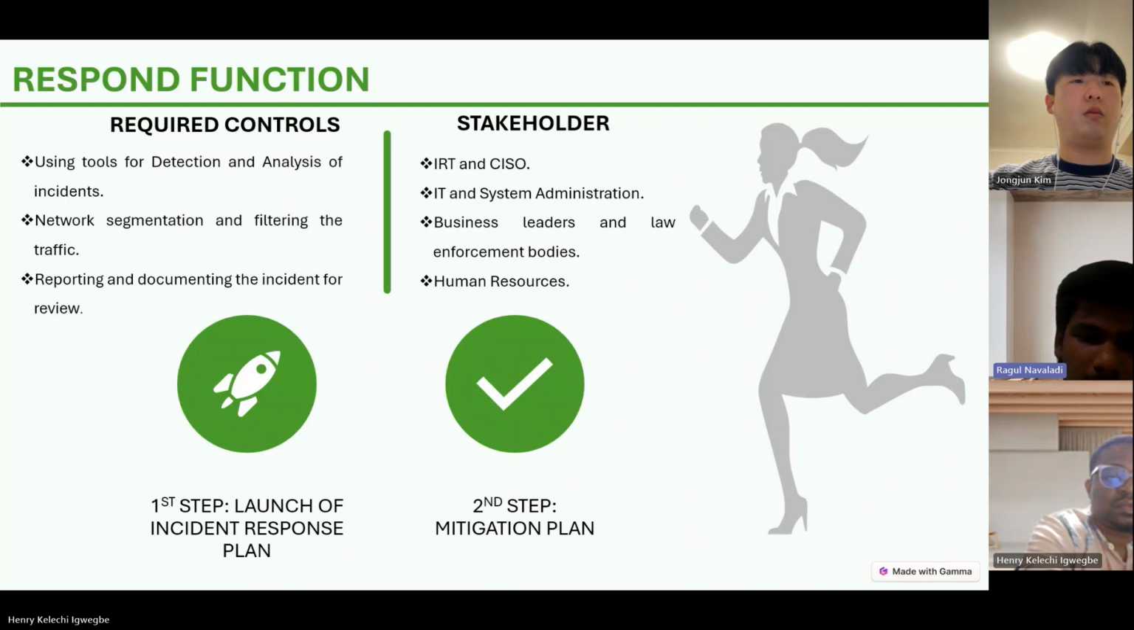And then reporting and documentation, these are the major actions we can do for reviewing the incidents and for future analysis, because this will also help the affected business and any other industries. Going to the stakeholders, we can see the incident response team and the chief information security officer. These are the priority for this response function.